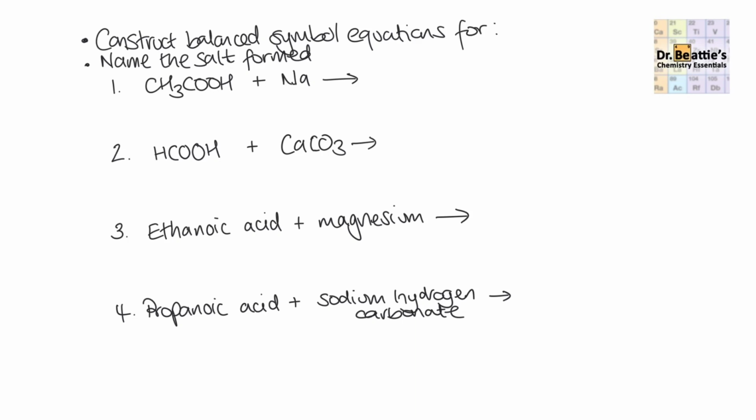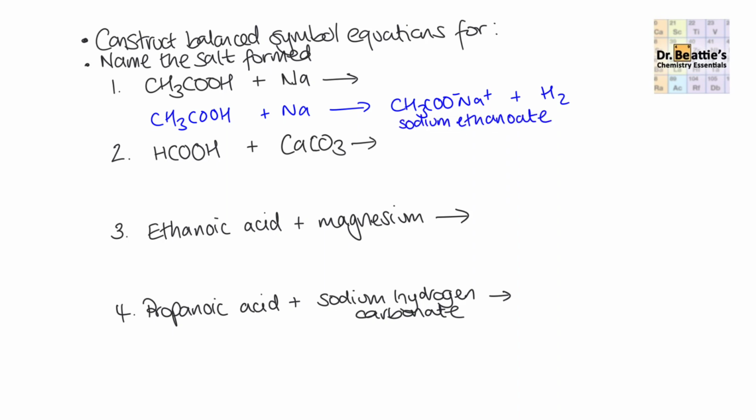Okay, so for question 1, we have ethanoic acid reacting with sodium. So we have metal plus acid, so we know we're going to get a salt and hydrogen as our products. And that salt there is going to be the carboxylate version of the acid with a sodium. Because the charge is completely balanced here, that's absolutely fine. We don't need to do any stoichiometry. And so this is called sodium ethanoate.